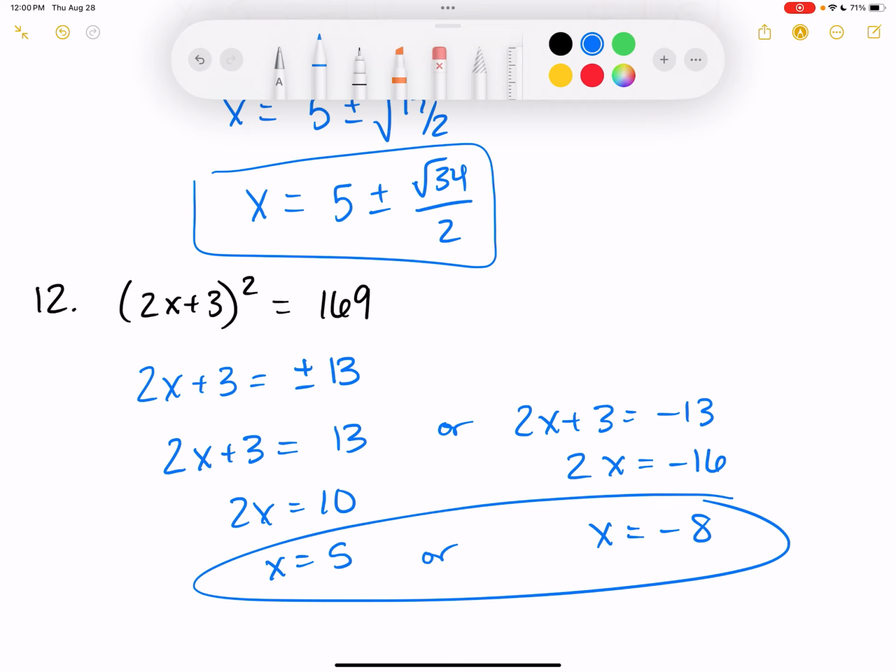And if I plugged either of those back in, I will get 169. I remember this being a whole lot harder. Well, I'm glad that it's easier now because that's what should happen. By year 2 of doing it, it should get easier.